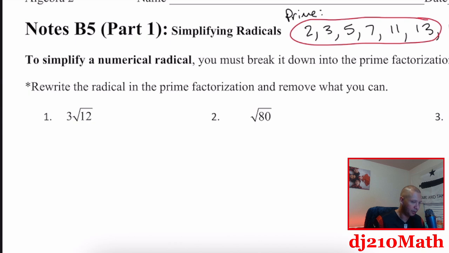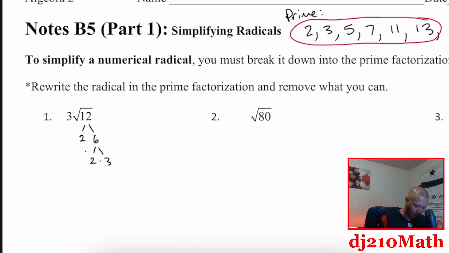All right, number 1, 3 times root 12. So we want to rewrite the radical, the square root, in terms of its prime numbers. Typically you always start with 2 or 3. I always start with 2. So 2 times what is 12? Right, 6. And then you break 6 down. Again, 2 times what? It would be 3. So 12 is broken down to 2 times 2 times 3.